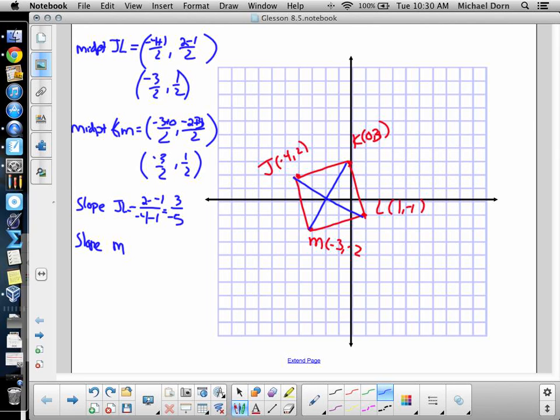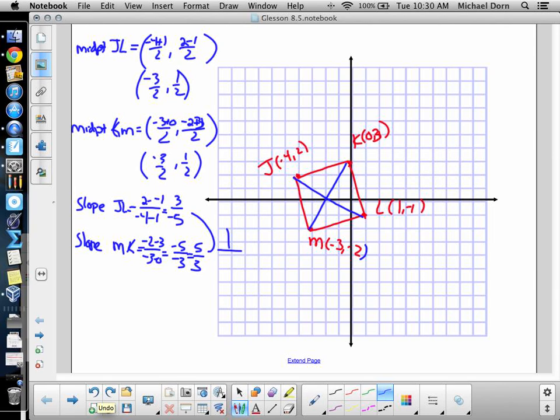Slope of MK, negative 2 minus 3 over negative 3 minus 0 is negative 5 over negative 3, which is positive 5/3. The slopes, these two are perpendicular. That means it's a rhombus, because the slopes are perpendicular.